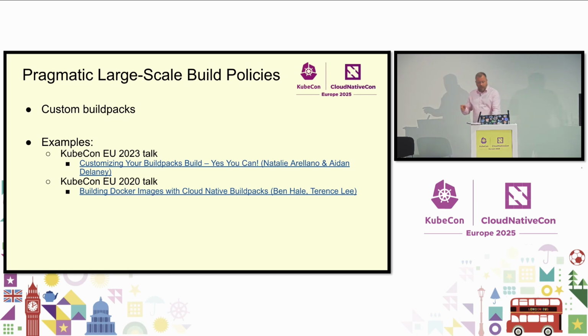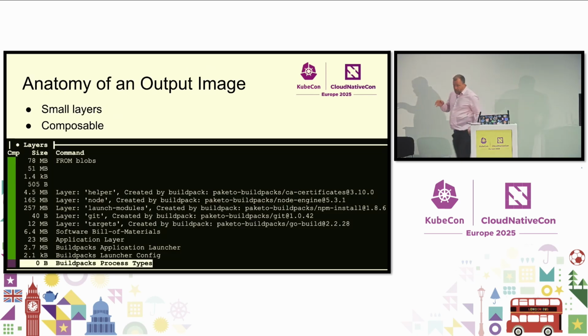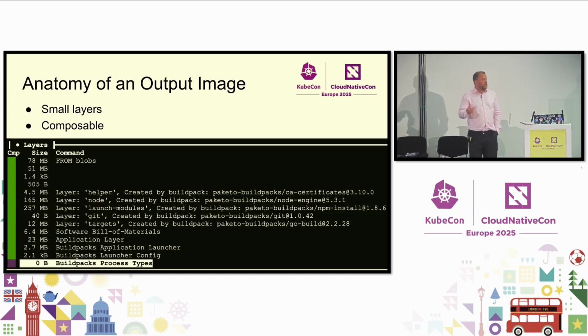Custom buildpacks I'm going to skip because it's slightly more advanced. But the anatomy of an output image, this is the output image that Juan generated earlier on. What you can see is that the layers are small. They're very well defined. The layers are only as big as they need to be. There's a layer called Node, which contains only the Node.js engine, and it is 165 megs. The fact that we build these very, very small layers has a lot of advantages in terms of fast rebuilds. It also has a bunch of advantages in terms of application security.